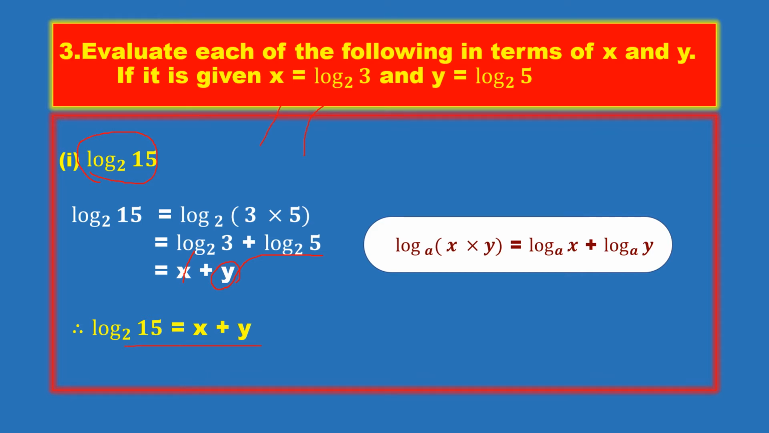We finished with this. So simple: whatever number is given here, you should write it in terms of 3 and 5. Then use the correct property. Then whatever is given in the data, you substitute. Log 5 base 2 is y, log 3 base 2 is x. So we substituted and we got log 15 base 2 as x plus y. Okay, let us go to the next problem.